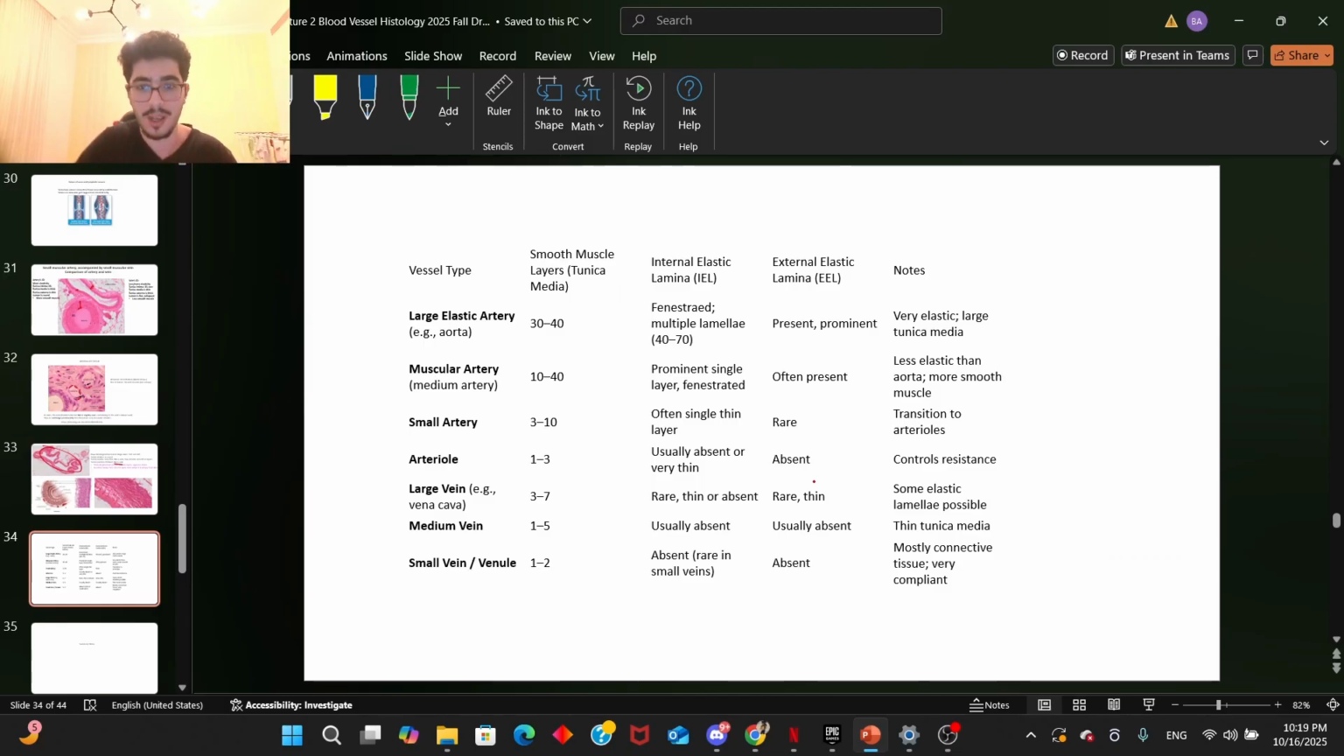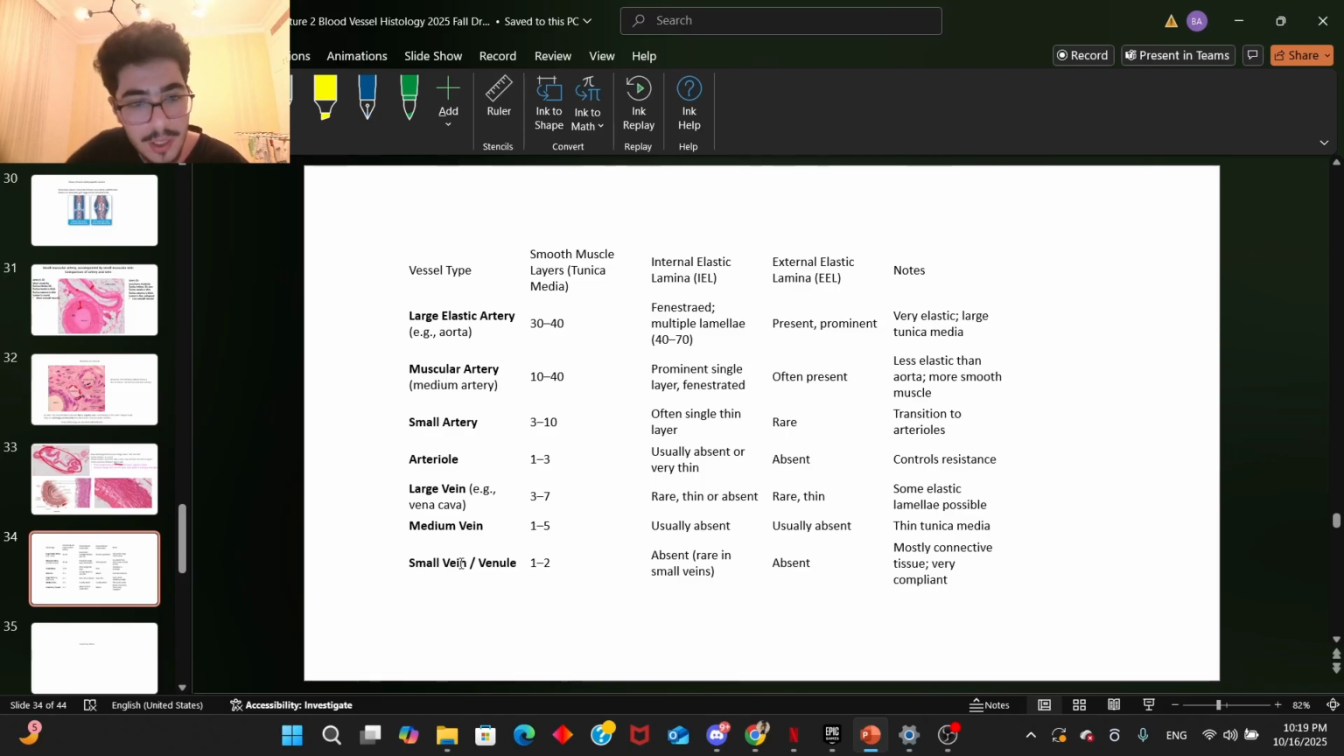So this is just a quick table that's not in the slides, but you can use it if you want. It's basically showing you the large elastic artery. Now look, the large vein actually contains fewer smooth muscle layers, and it also contains less external and internal elastic lamella. They're actually rare or sometimes absent. While the medium veins contain about 1 to 5, and they have an internal and external elastic lamella, excuse me, but they're usually more absent.